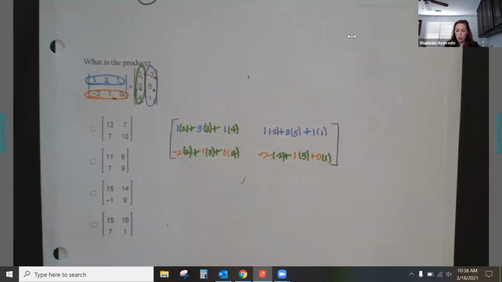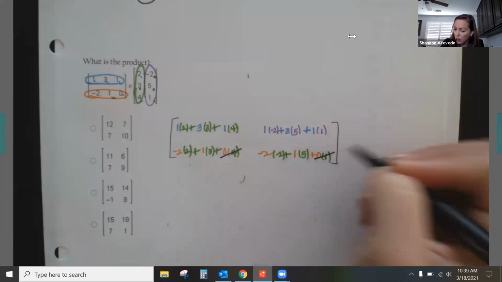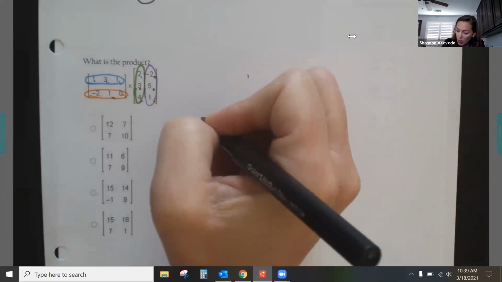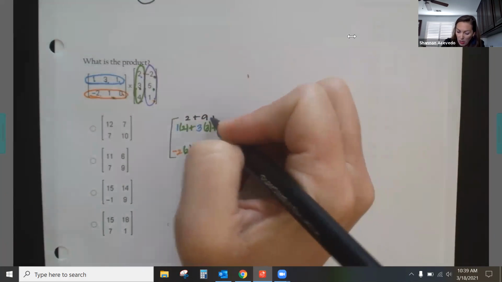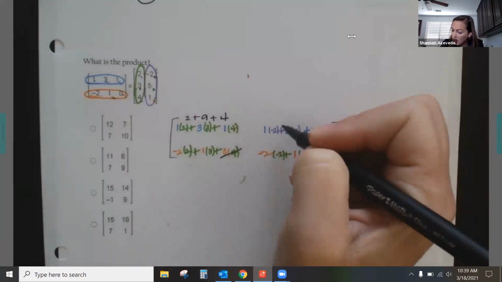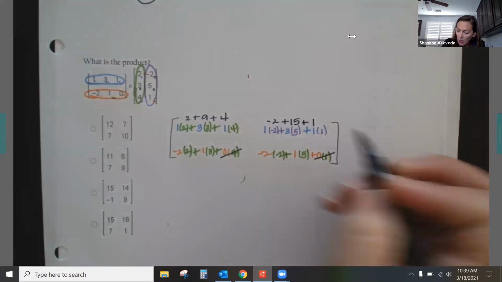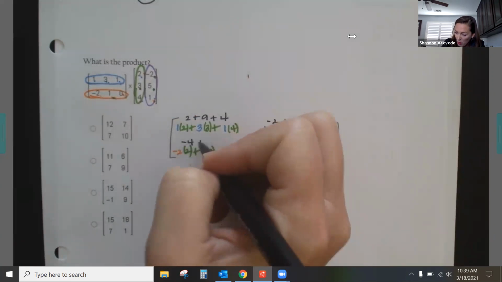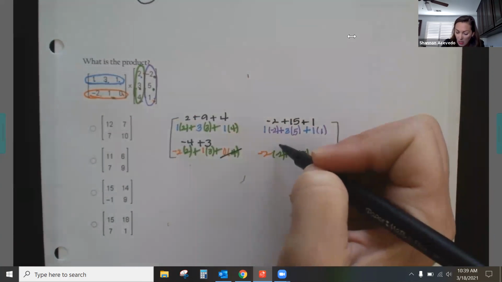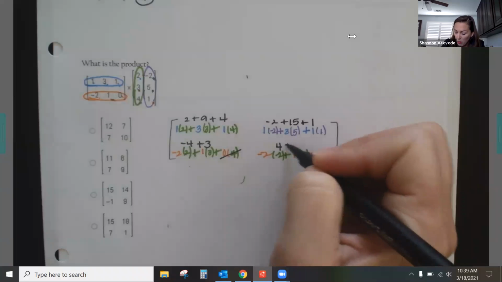And then we'll go ahead and clean it up. Again, I like to clean it up right there a little bit. I know that this is just going to zero out, zero out. This is going to be 2 plus 9 plus 4. This is going to be negative 2 plus 15 plus 1. This is going to be negative 4 plus 3. This is going to be a positive 4 plus 5.